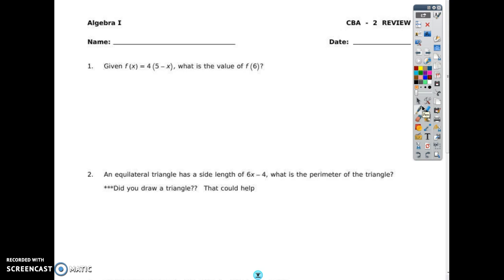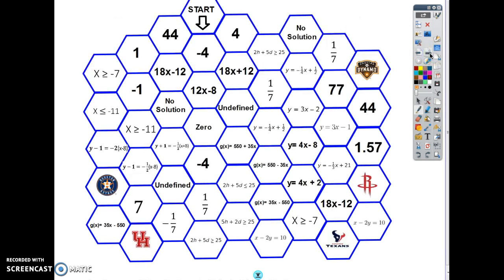So we're going to start with problem number 1. Problem number 1, whatever we get there, it can only be one of 3 choices. We are starting here in our answer choice, and it's either 44, -4, or 4, and we're going to keep going like that until we end up in one of the teams, either the Astros, U of H, Texans, Rockets, or Dynamo. Okay? So once you get to one of those teams, then you're done.